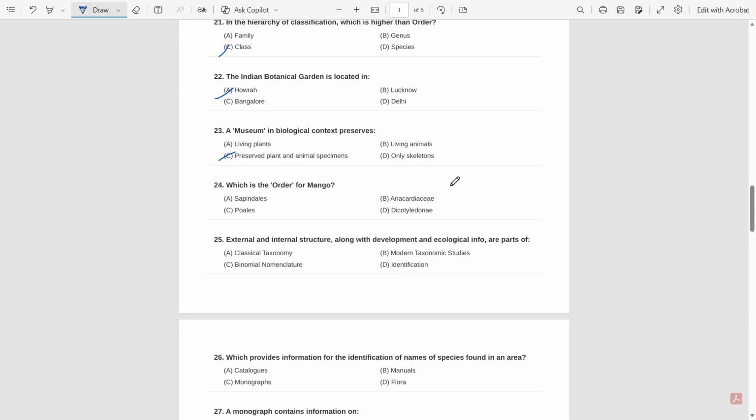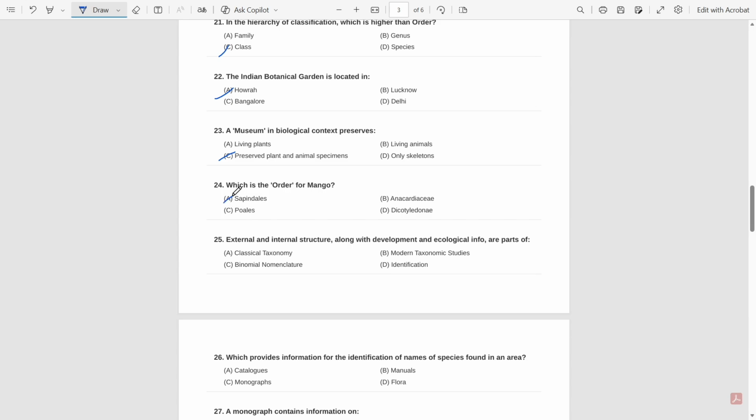24. Which is the order for mango? A. Sapindales. B. Anacardiaceae. C. Poales. D. Dicotyledonae. The answer is A. Why? Anacardiaceae is the family, Sapindales is the order.